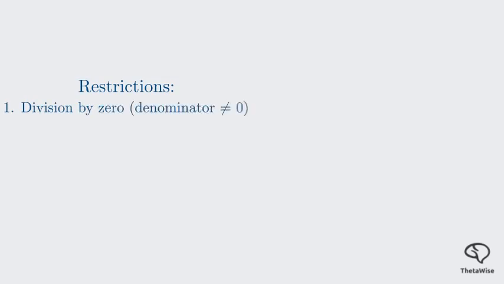First, you can never divide by 0, so if your function has a fraction, you must exclude any x values that make the denominator 0. Second, you can't take the square root of a negative number in the real number system. So if you have a square root, the expression inside must be greater than or equal to 0. Let's work through some examples to see this in action.